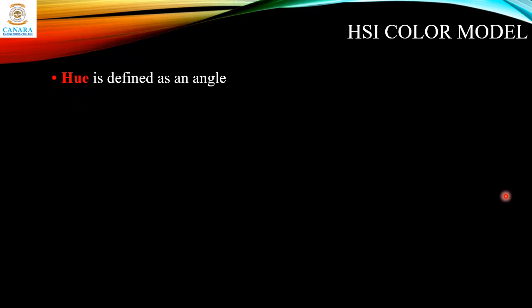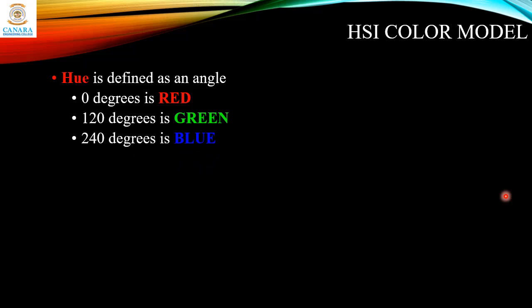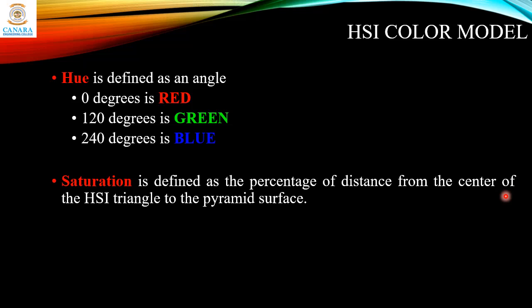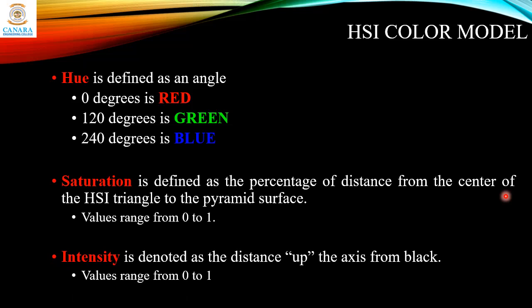So basically the hue is defined as an angle in HSI color space, where 0 degrees is red, 120 degrees is green, and 240 degrees is blue. And again 360 or 0 degrees will be again red. And saturation is defined as the percentage of distance from the center of the HSI triangle to the pyramid surface. And its value ranges from 0 to 1. And intensity is denoted as the distance up the axis from black. So at the midpoint you will get maximum color representation. As you go further, it will become whiter, and if you stay at the lower axis, it will be a darker image.